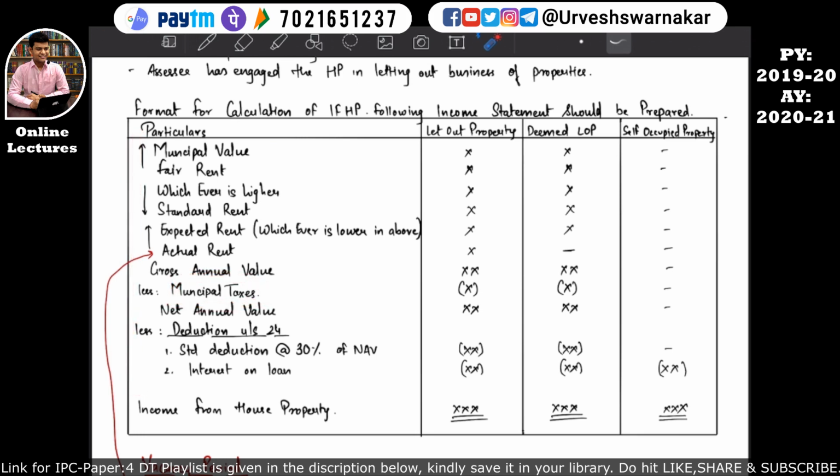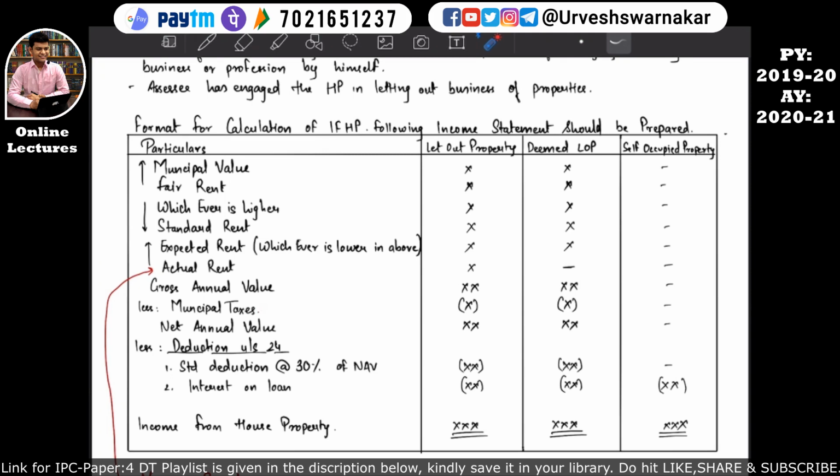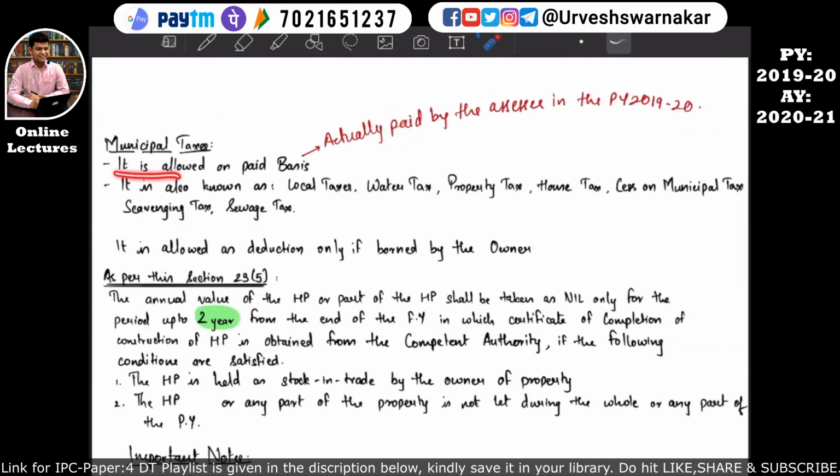We have simply studied that municipal taxes will be subtracted from the gross annual value. So what does municipal taxes mean? Come to page number 3. Municipal taxes are allowed on paid basis. They are also known as local tax, water tax, property tax, house tax, cess on municipal tax, scavenging tax, sewage tax. So basically if an assessee is paying this kind of taxes, they are allowed as deduction from the income. So basically income less expenses. So municipal taxes are a kind of expense which is allowed as deduction from the income.